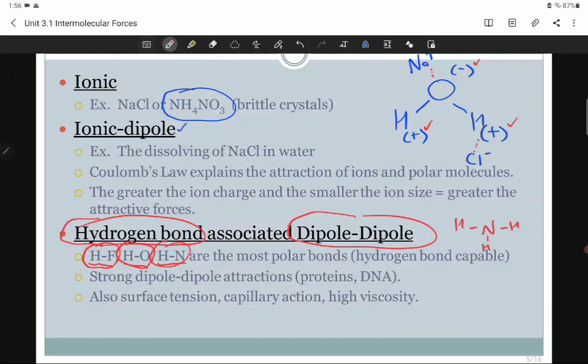This is ammonia. So ammonia has an H bonded to an N. So this partial positive is very partial positive, and it might have a strong attraction to another, maybe water, maybe another ammonia NH3 molecule, and so forth. Anyhow, it's very strong. Is it as strong as ionic dipole? Nope. Is it as strong as ionic? Nope, but it's a very strong attraction.